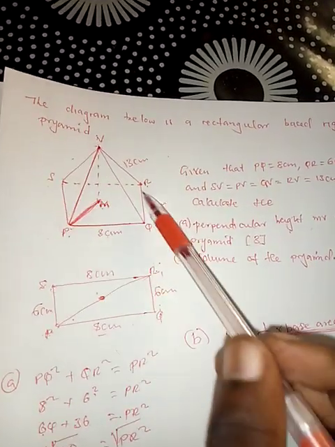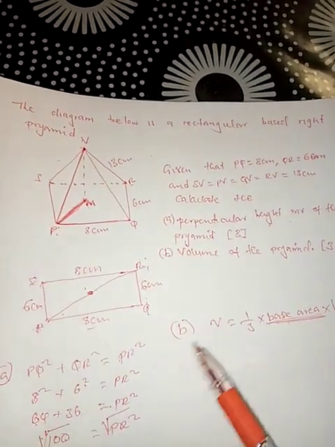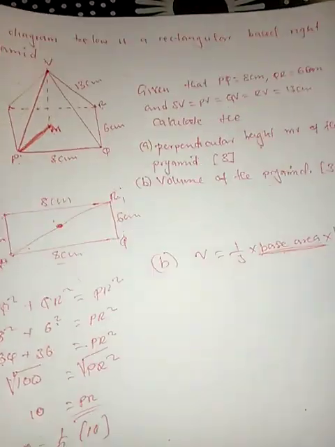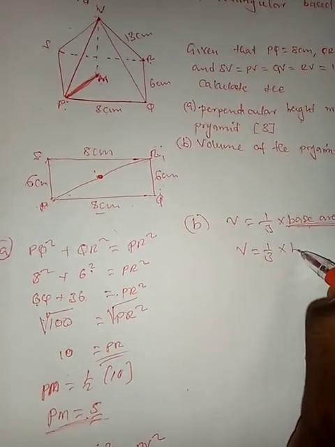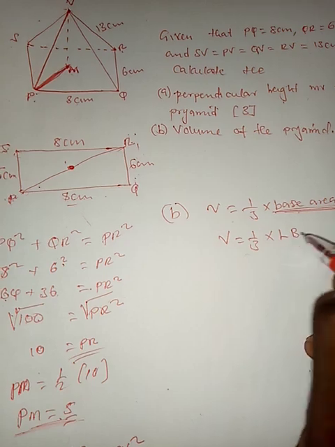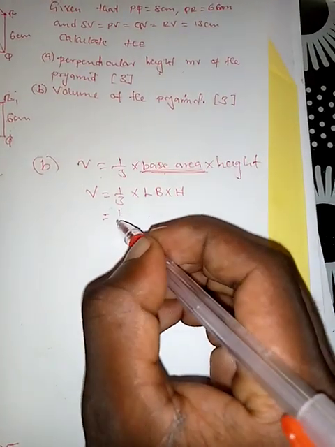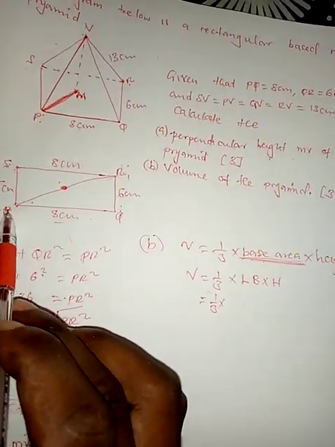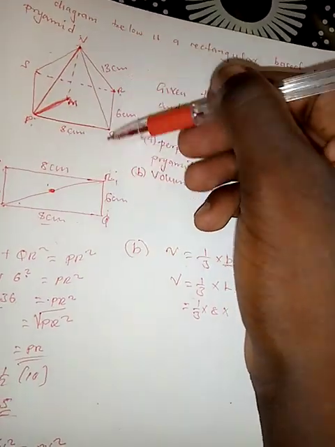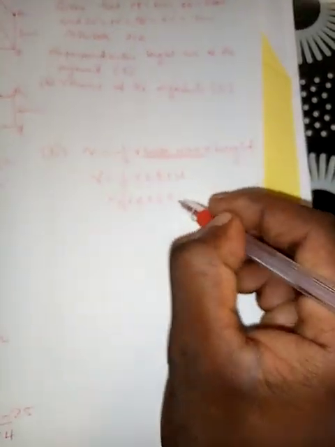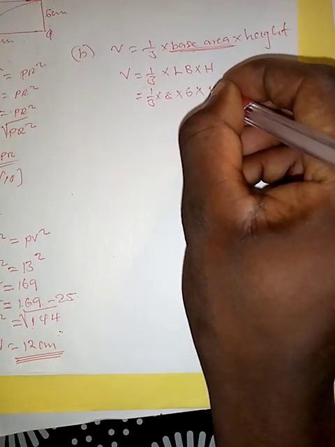So how do we find the area of this base here? We just say 8 times 6. This is the area of this rectangle. So here you can even say 1 over 3, this base area, length times breadth, times height if you want. It's one and the same thing. So let's substitute. So 1 over 3 times our length here is what? 8. So write 8 there times our breadth is 6. So write 6. Then our height here is 12. This is the perpendicular height they are talking about. So you write your 12 there.